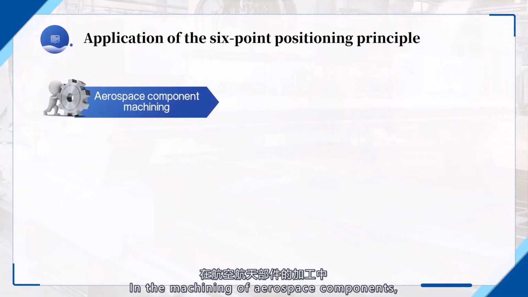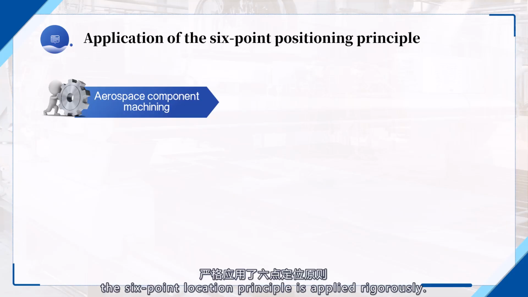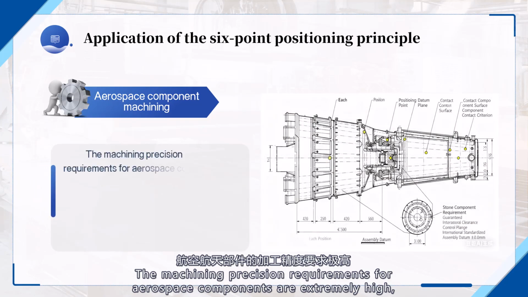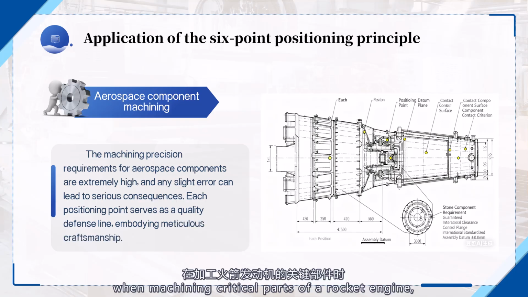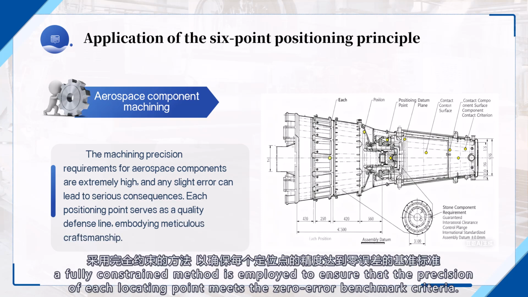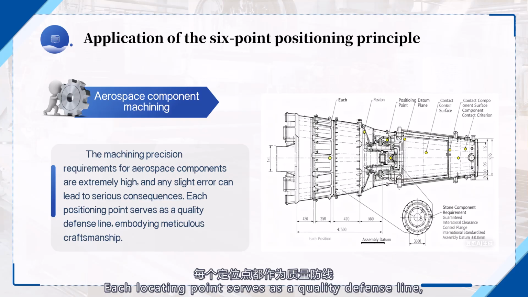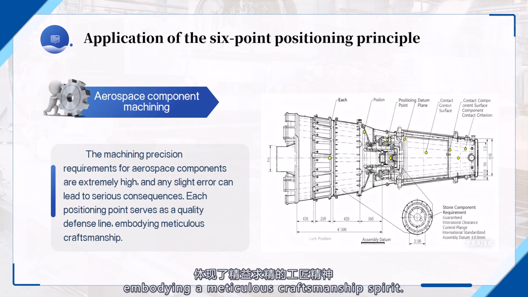In the machining of aerospace components, the 6-point location principle is applied rigorously. The machining precision requirements are extremely high, and any slight error can lead to severe consequences. For instance, when machining critical parts of a rocket engine, a fully constrained method is employed to ensure that the precision of each locating point meets the zero-error benchmark criteria. Each locating point serves as a quality defense line, embodying a meticulous craftsmanship spirit.